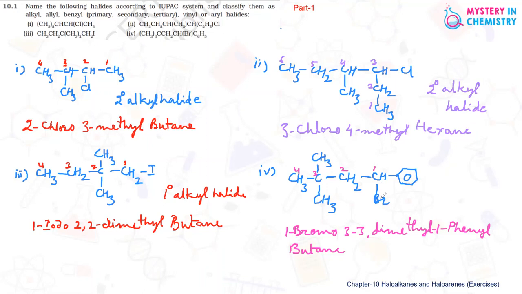Now look at this Br position. Br is at this carbon atom, which is actually benzyl. The C6H5CH2 group is the benzyl group, and this is secondary. So we can write here it is a secondary benzyl halide.